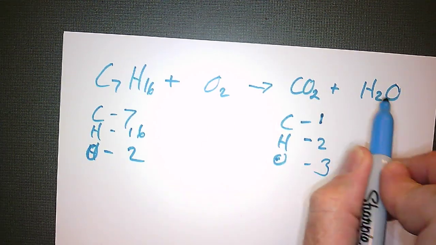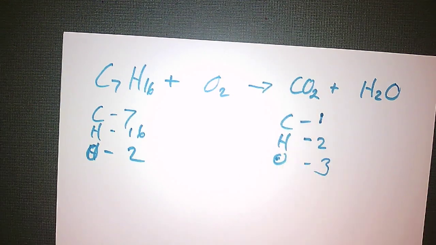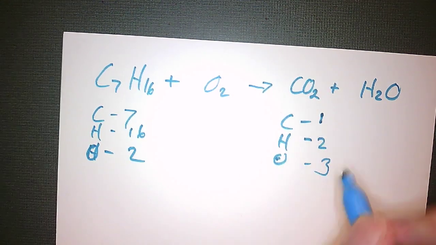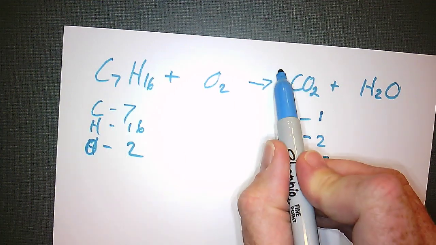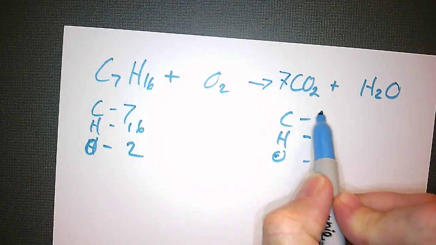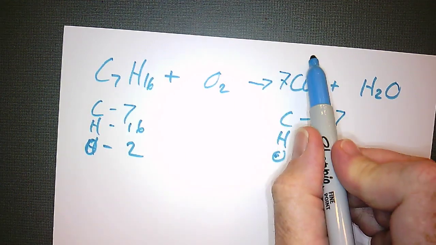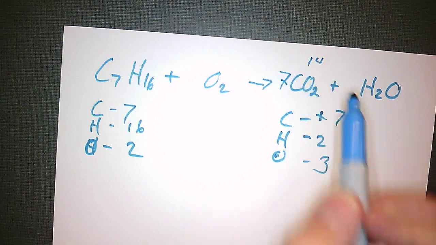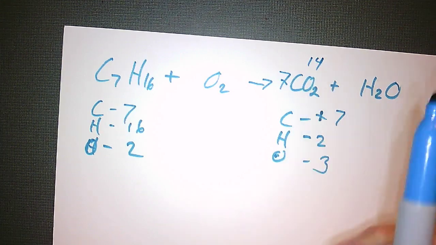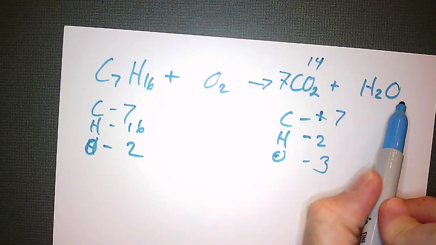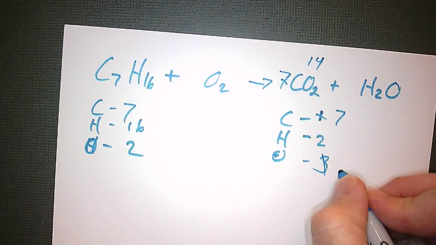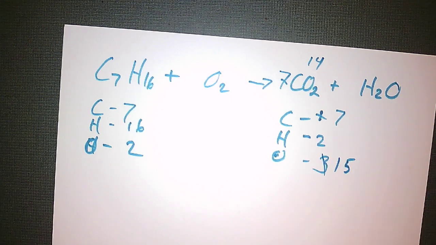So as I change numbers, I have to re-add. Don't just try and add to the bottom. That's where people make mistakes. So I can start with my carbon. If I put a 7 here, that's going to change my carbon to 7. That makes these oxygens 14. If I just add 14 to 3, I'd have 17, which would not be correct. I have to add the 14 plus the 1, and I'd be at 15 right now.